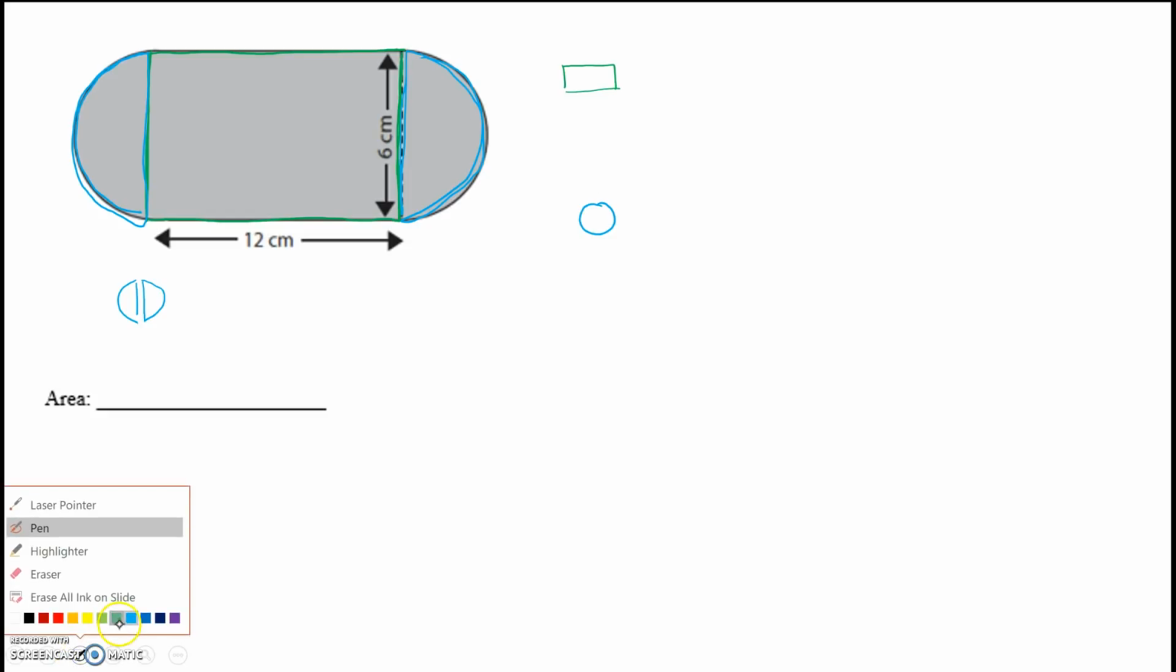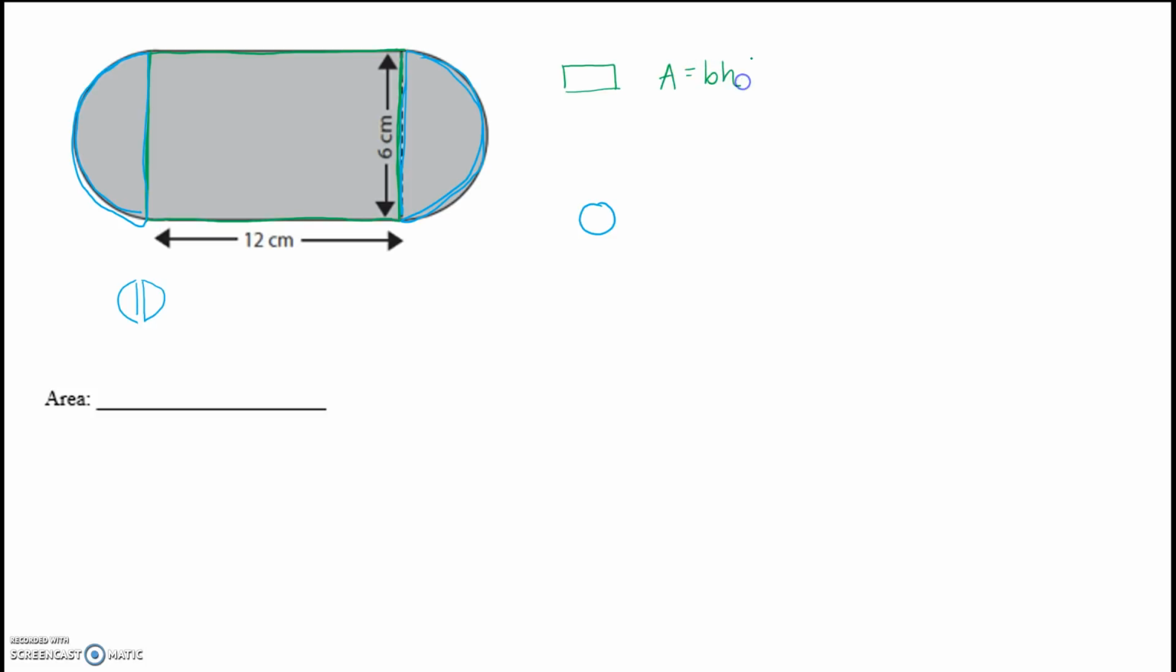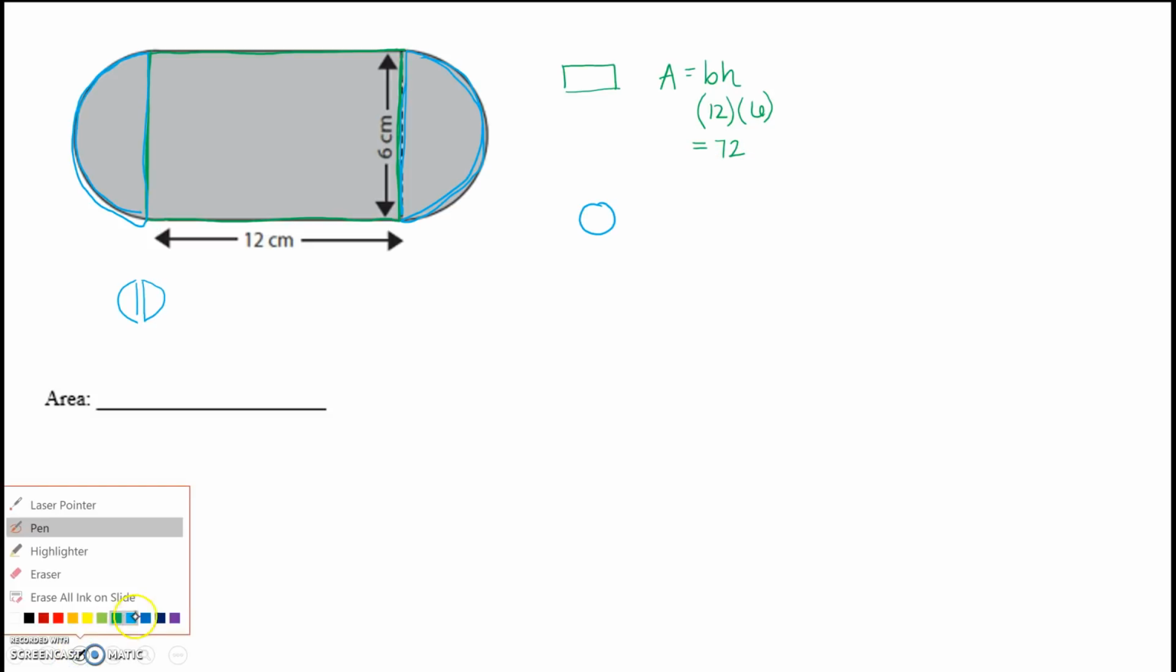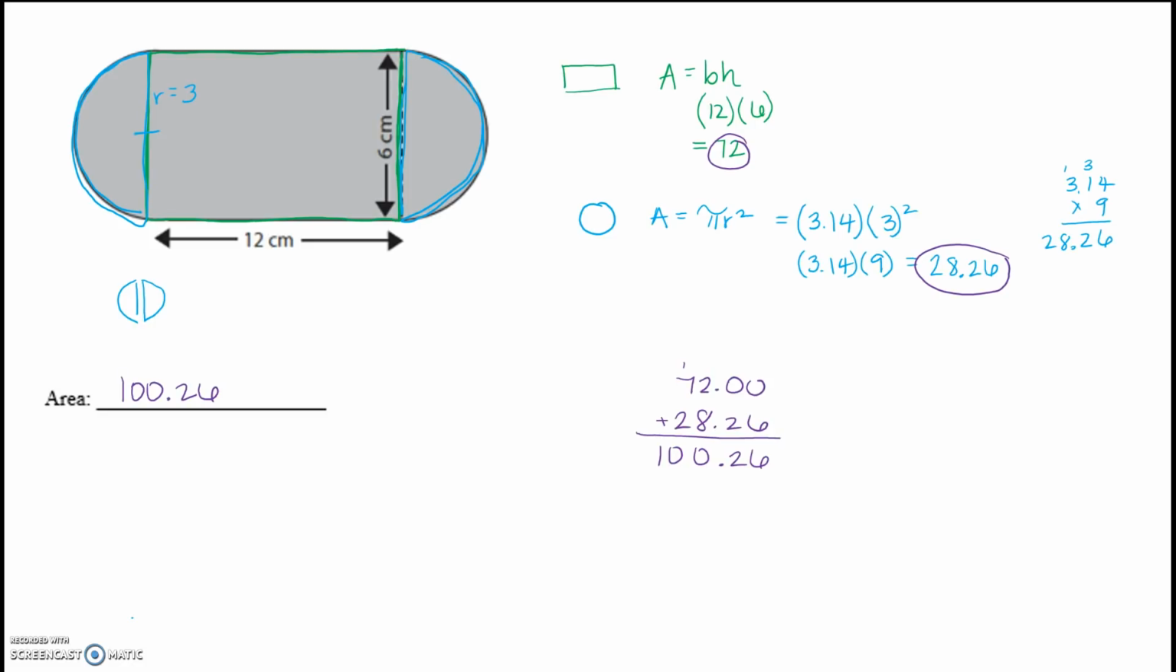So let's go ahead and do our calculations. So my rectangle, use my formula chart, A equals base times height. So I'm going to plug in base of 12 and height of 6. So go ahead and calculate that. So 12 times 6, some of us already know, should be 72. Now we're going to do our circle. So our circle, A equals pi r squared. So I want you to go ahead and hit pause and go ahead and do this problem on your own. Okay, so we should have gotten 100.26.